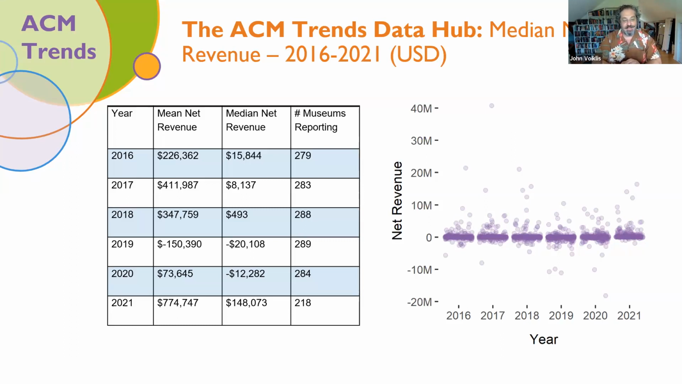If we were to just take the mean, that's what's being shown in the table next to the figure, you see how much the values end up getting pulled in one direction or another. So if we were to take the mean for 2016, the mean value is 226,000 and some change, while the median is close to 16.